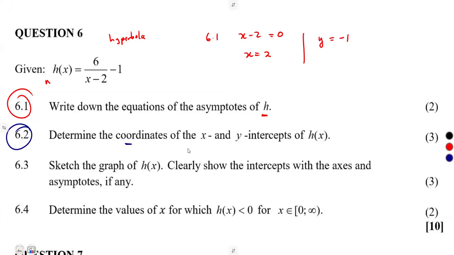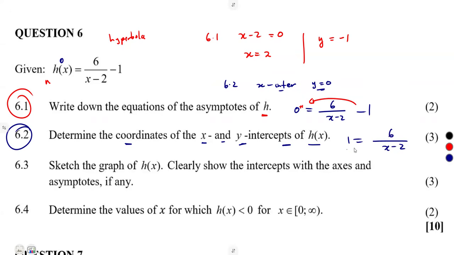Then 6.2, determine the coordinates of the x and y intercepts of h(x). Let us consider our x-intercept. That's a condition where y is equal to 0. So simply put a 0 there, then solve for x. We can take the negative 1 to the other side, it's going to be a positive 1. So that's 1 is equal to 6 over x minus 2. Over 1, we can cross multiply. 1 multiplies x minus 2, so that's x minus 2, and 1 times 6 is 6.